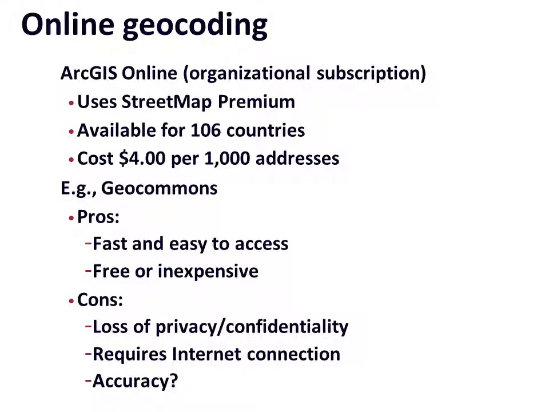Online geocoding is pretty prevalent. ArcGIS Online has a geocoding engine. But it requires an organizational subscription. In other words, we can do it, but it uses the StreetMap Premium. It's available for 160 different countries. It costs about $4 per 1,000 addresses.